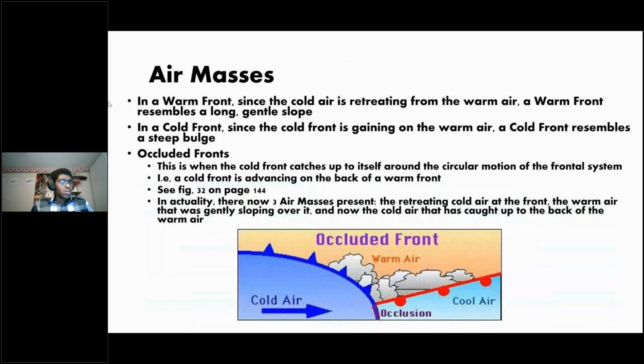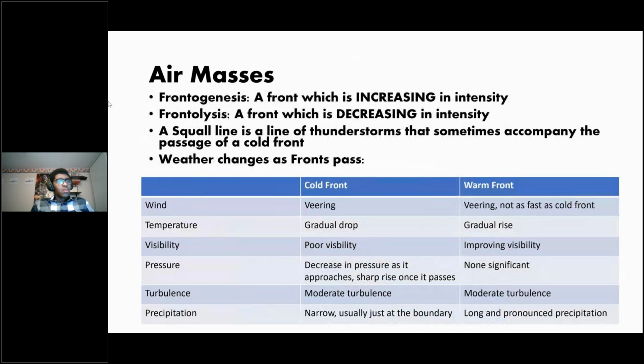So the cold air is advancing, frontogenesis is getting stronger, it goes all the way around this frontal system, and then it basically catches up to its own tail, right? It meets this cool air, forces all the remaining warm air up into the atmosphere, and the temperature gradually stabilizes again. So that would be frontolysis.